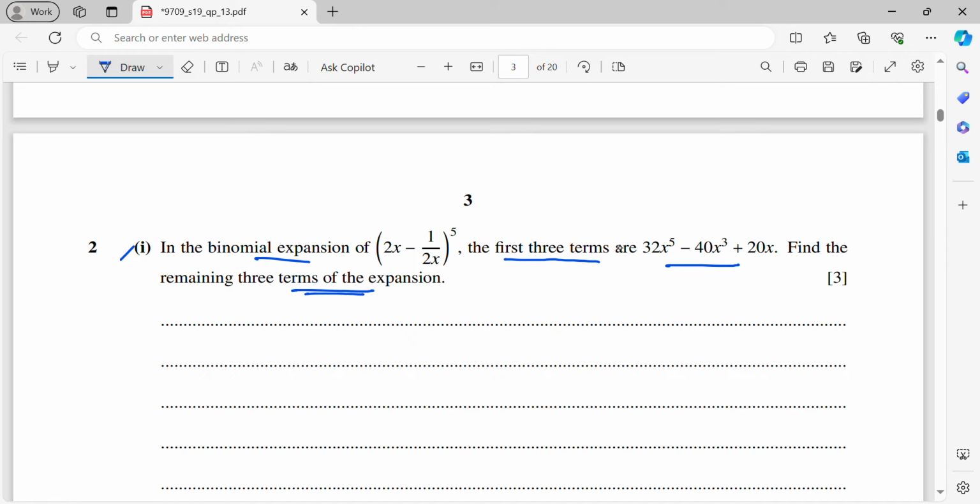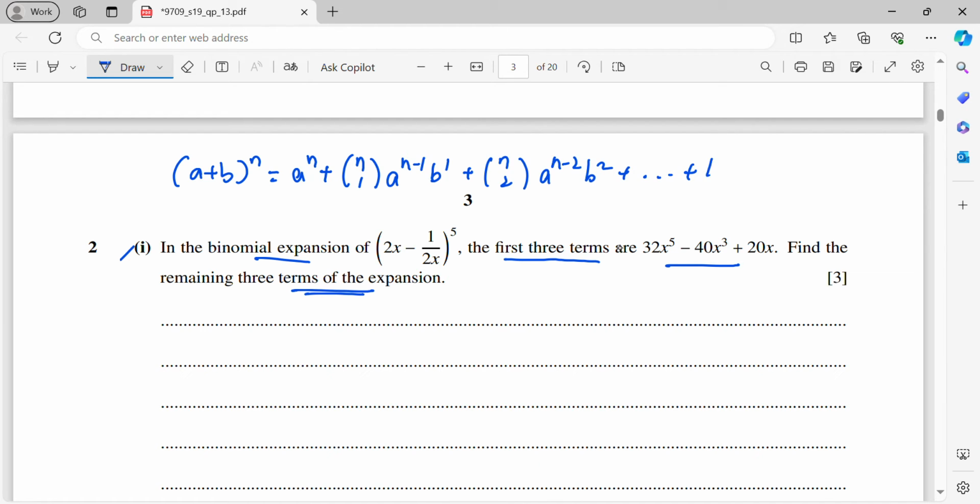Now I will refer to the formula (a plus b) to the degree n. That is a to the degree n, plus nC1 a to the degree n minus 1 b to the degree 1, plus nC2 a to the degree n minus 2 b squared, until b to the degree n. To use this formula, make sure it is a sum of two terms. So I will write (2x minus 1 over 2x) to the degree 5. That is going to be (2x plus negative 1 over 2x) to the degree 5.